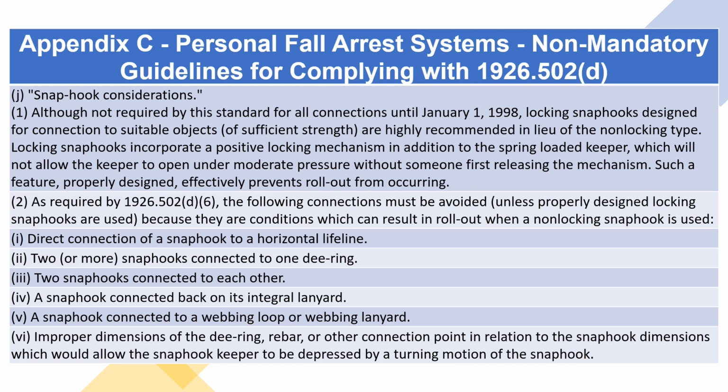6. Improper dimensions of the D-ring, rebar, or other connection point in relation to the snap hook dimensions which would allow the snap hook keeper to be depressed by a turning motion of the snap hook.